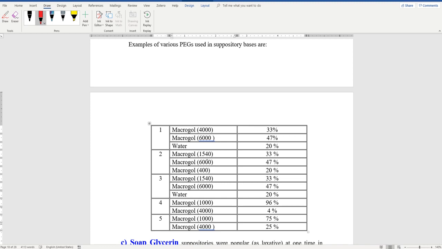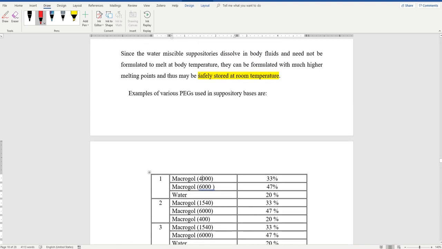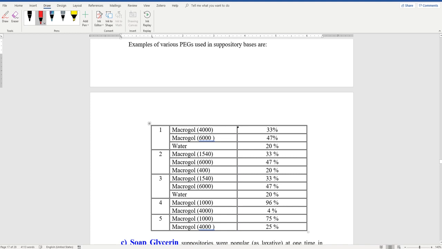Okay, that's why we use PEG with a melting point higher than room temperature, maybe let's say 40 or 50 degrees. And if we do that, then we can easily store such suppositories at room temperature. Not like cacao butter. Look, cacao butter, no, it's better to store it in the refrigerator. But for such suppositories, I am able to produce them with a melting point higher than room temperature.